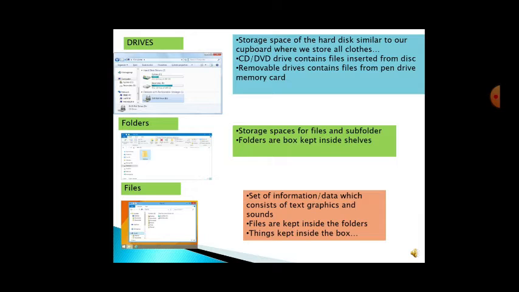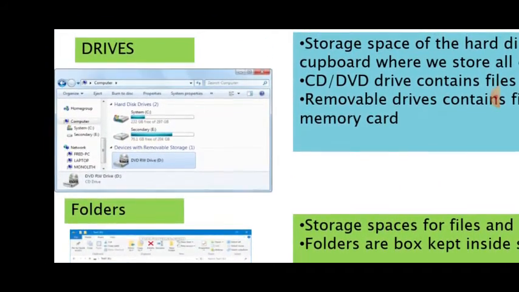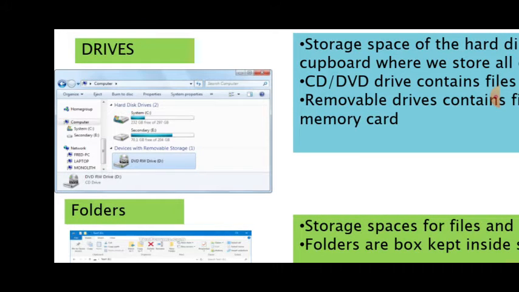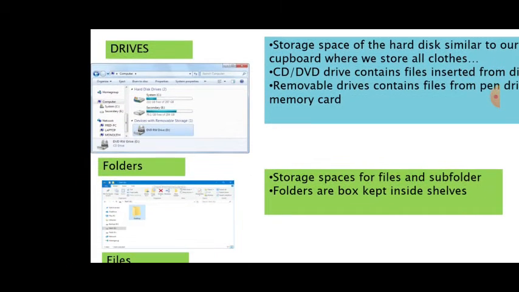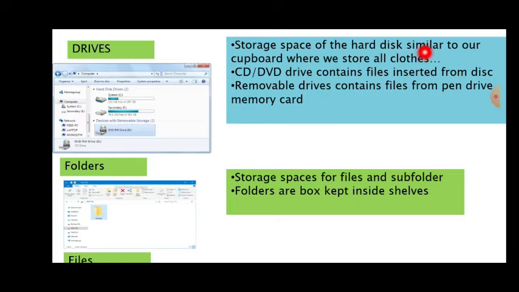Yeah. So let us see what is a drive. Here in the image you can see the system drive, then the secondary drive. The system drive is nothing but like your cupboard, a storage area where you can store something. So the drives are nothing but the storage space of the hard disk, similar to our cupboard where we store all our clothes, correct?